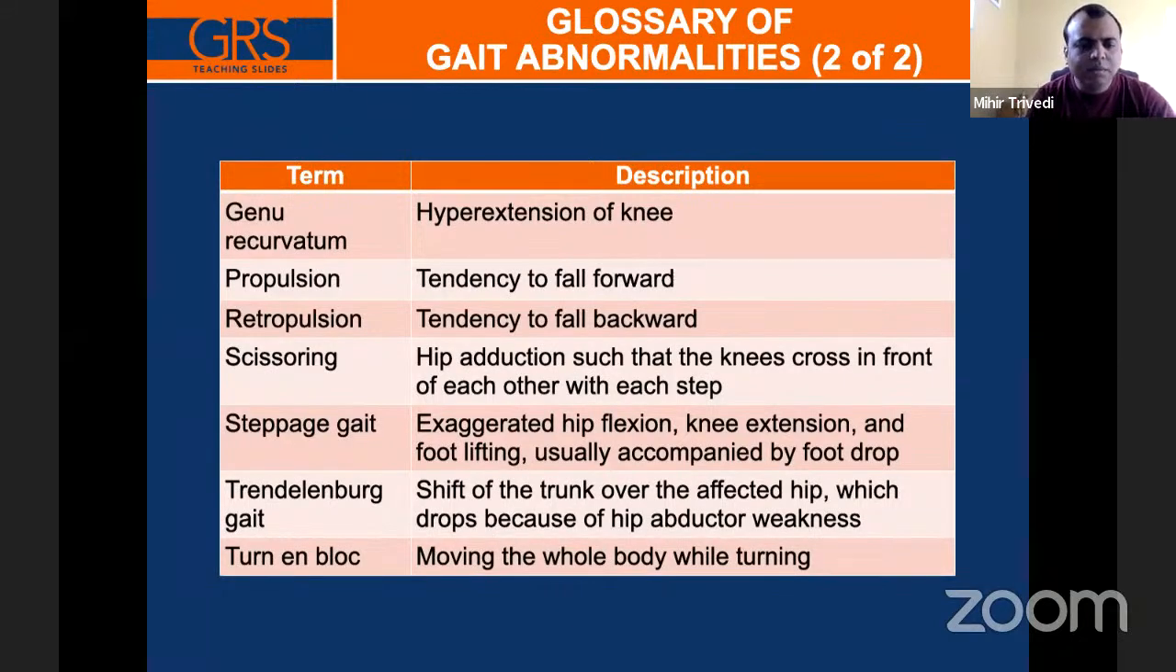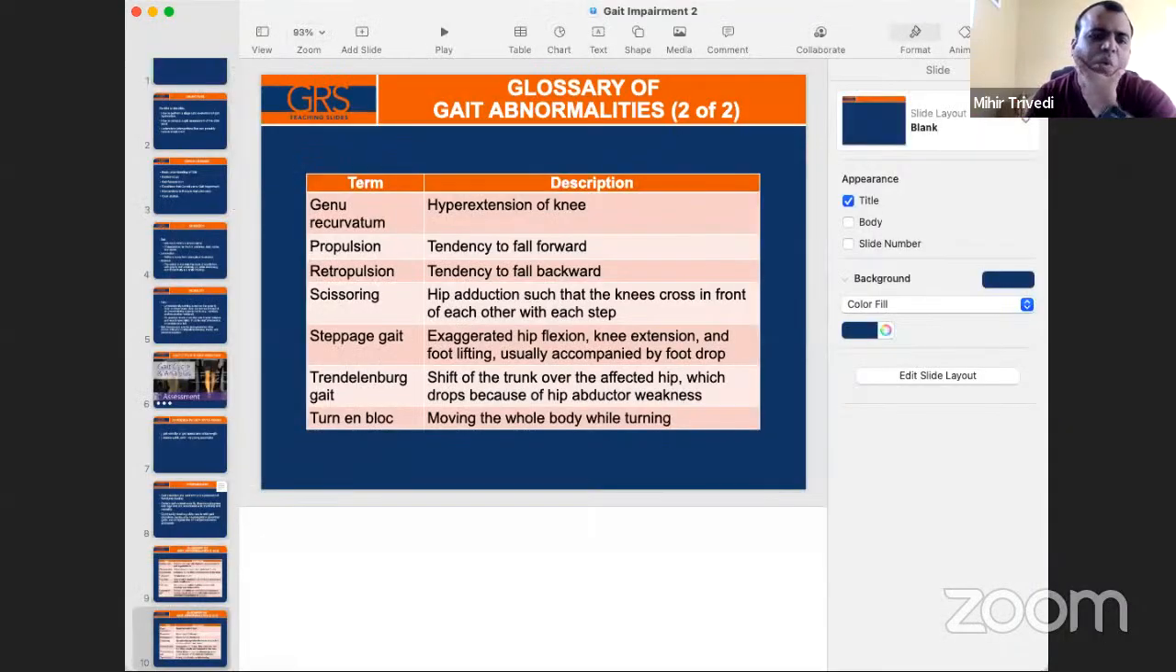Can anyone put into the comment section in which condition we see turn en bloc more often? If anyone has any idea. That's right, Parkinson's. Thank you.